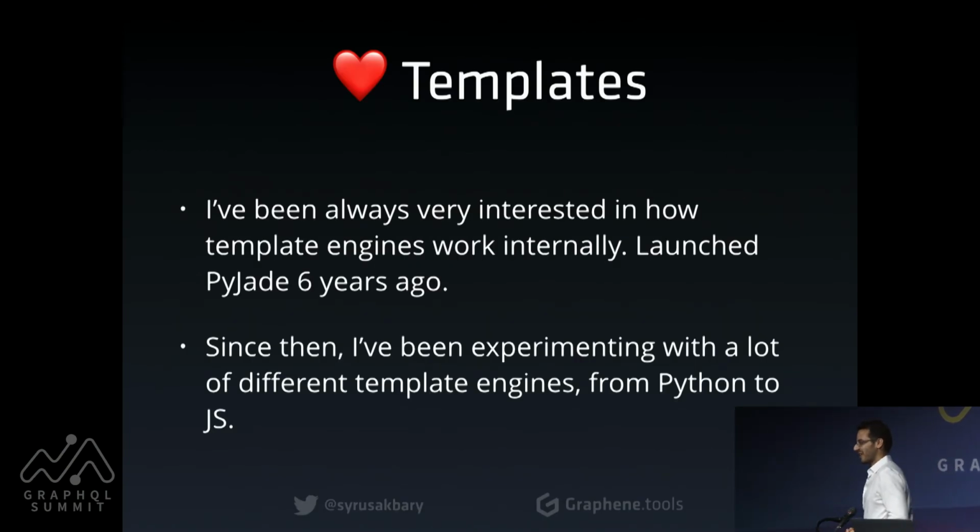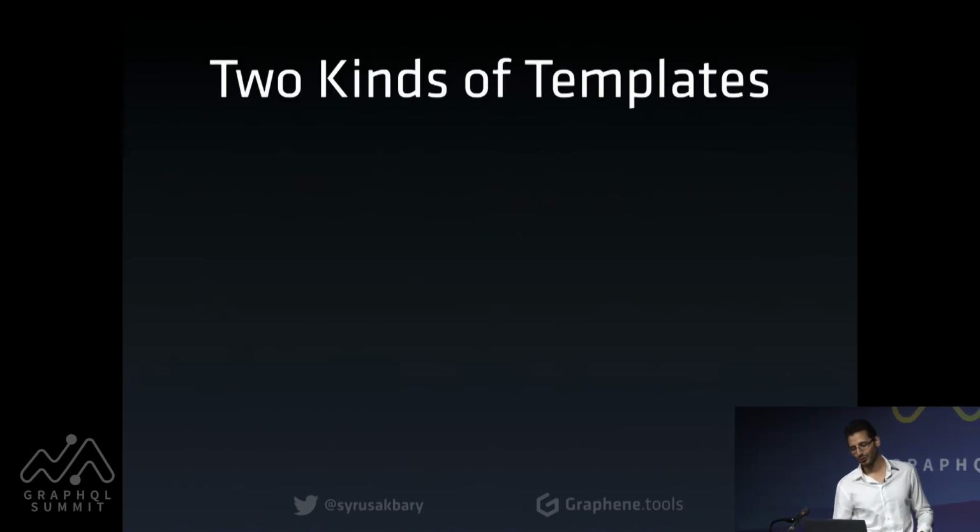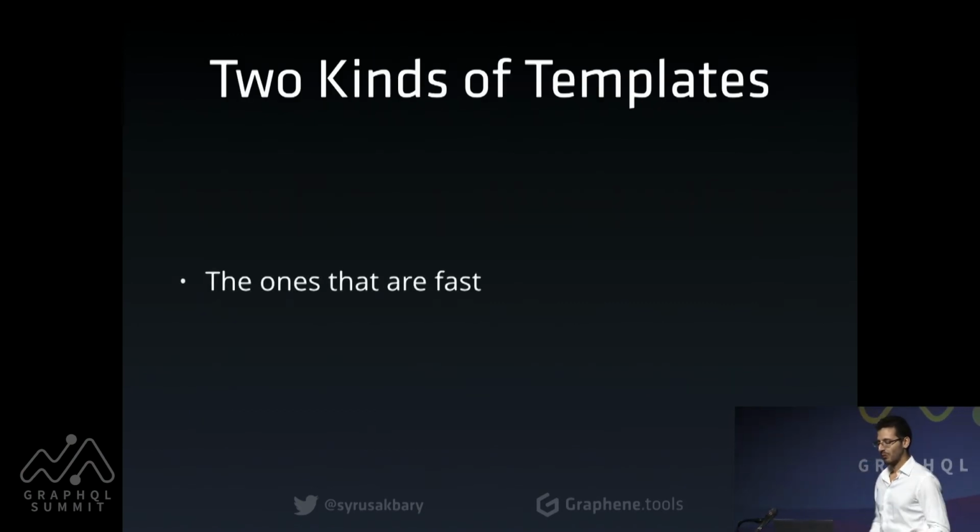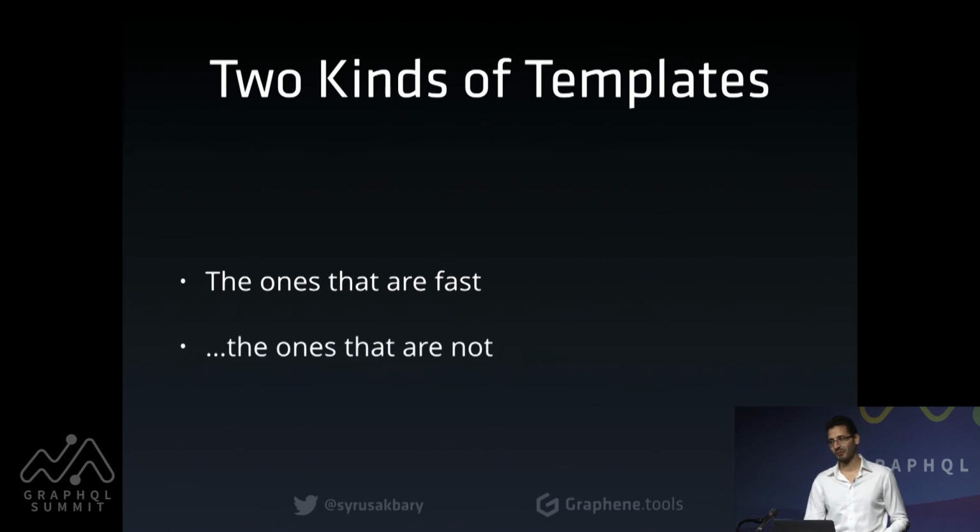OK, I want to start with templates. I've been loving templates and how they work for a long time. I've been researching which ones go fast, which ones go slow. And I launched my own template engine for Python, PyJade, 6 years ago. Which, if you don't know, Jade was a template engine in JavaScript that made it much easier to write HTML code. Since then, I've been experimenting a lot with templates between JavaScript and Python, and I realized there are two kinds of templates: the ones that are fast, and the ones that are not.